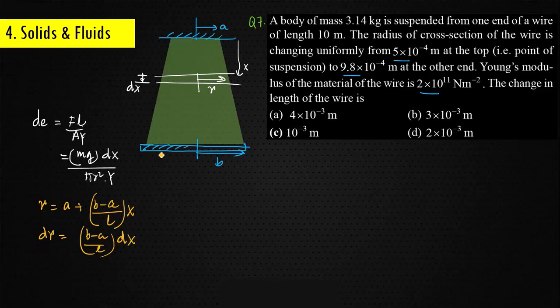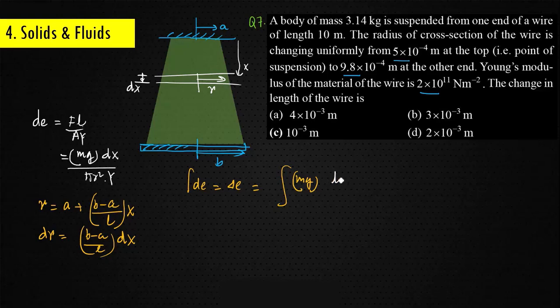So now what I can write is, if I take the integration to get the total elongation delta, that should be equal to the integration of mg into dx. Instead of dx, you write L into dr by (b minus a).